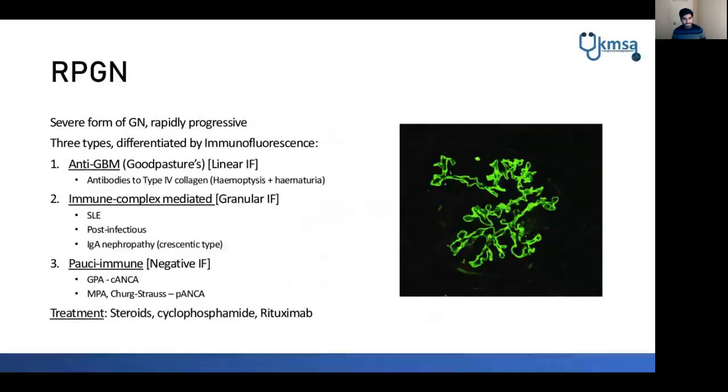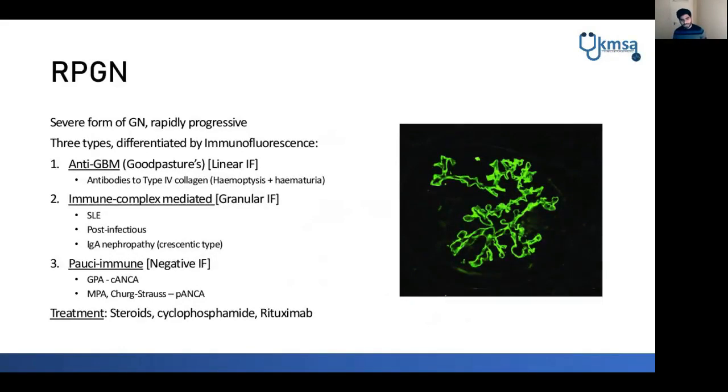Let's talk about RPGN. This is a really severe form of glomerular nephritis and nephritic syndrome. As in the name, it's rapidly progressive. The big-picture thing to know is that there are 3 types you'll have to know on the exam, and they are differentiated by how they appear on immunofluorescence. The first type is linear. You can see here really clean lines all along the glomerulus. The second type is granular. I'll just show you again: this is granular and this is linear. And the last type is pauci-immune. Pauci means a paucity of immune complexes, so you have nothing on immunofluorescence.